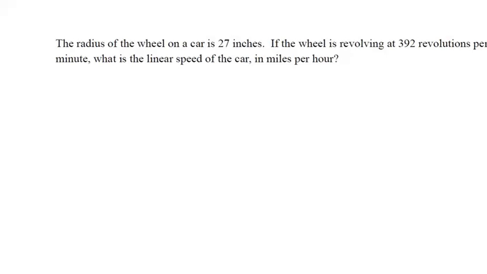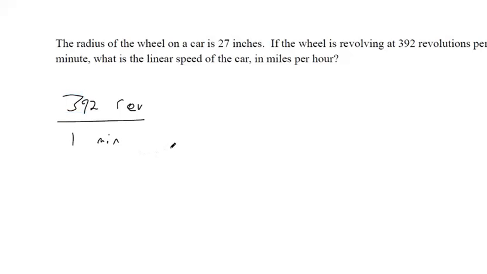The radius of the wheel in a car is 27 inches, and the wheel is revolving at 392 revolutions per minute. What is the linear speed of the car in miles per hour? Okay, so the wheel is revolving 392 revolutions per 1 minute.